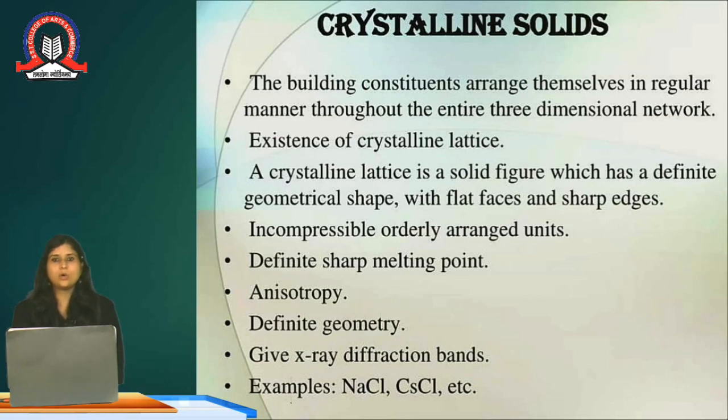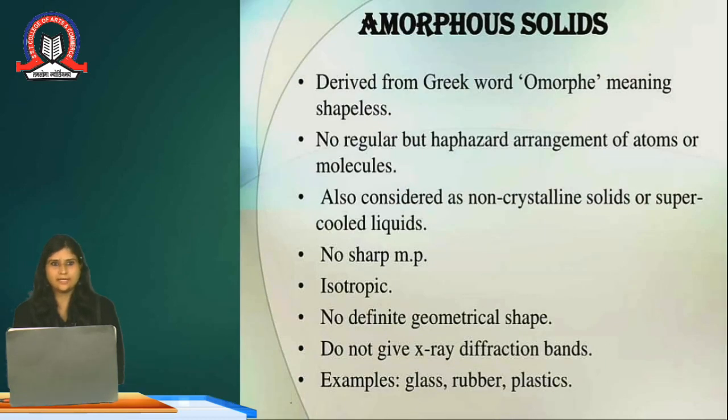Examples: consider NaCl, CaCl, etc. These are examples of crystalline solids or crystalline lattices.